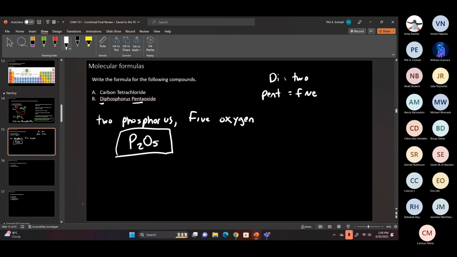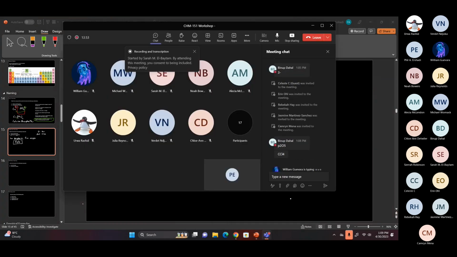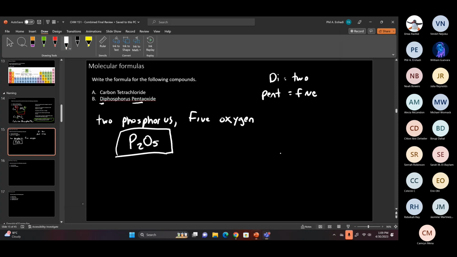That's right. How about this? You want to take a shot at carbon tetrachloride? What do you think that one is? Carbon tetrachloride. Let's see, CCl4. That's right. So if you have no prefix, it means you have 1 carbon and then 4 chlorine, or chloride, really. CCl4.